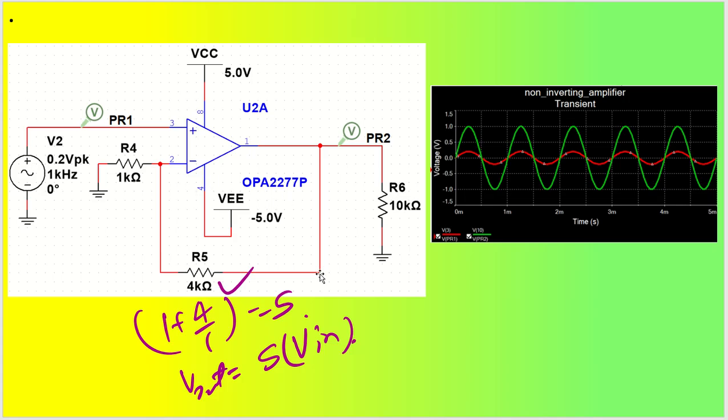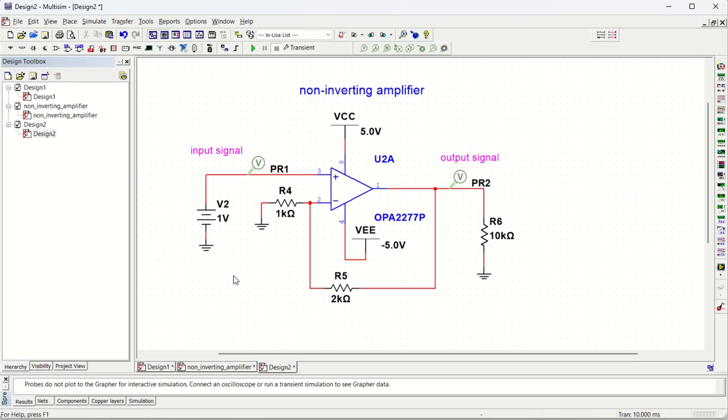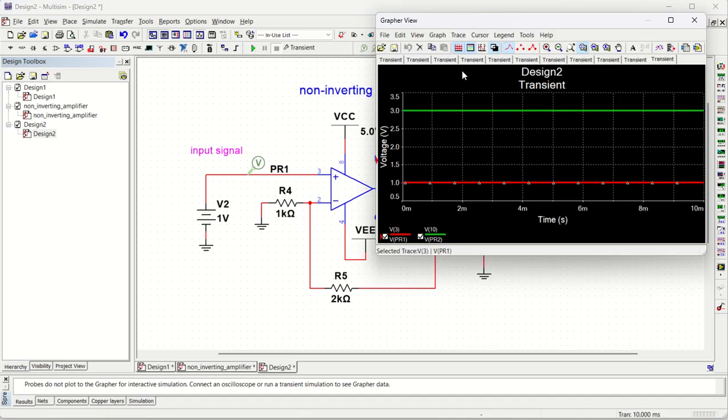Okay, so let us open NI Multisim and we'll simulate this circuit. What I have done is I have one opamp circuit here with R4 as resistor and R5 as resistor here, and this R6 is the load resistor, and we have given supply voltage as 5 volt and minus 5 volt, and this is my input signal, this is a DC signal. So if we run it, what is going to happen? You can see the input voltage is 1 volt and output voltage is 3 volt.